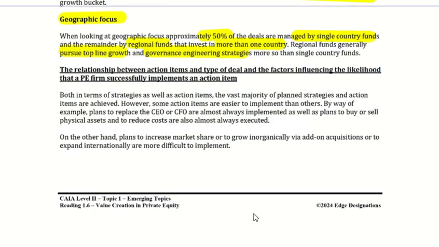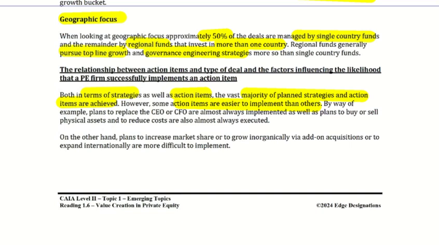The relationship between action items and deal type, both in terms of strategies, remember we always speak about the 5 major strategies, as well as action items, specific items that can be employed. The vast majority of strategies and action items are in fact achieved. In other words, when the private equity fund sets out their objectives in their value creation plan at inception, they generally do achieve what they set out to achieve. What's important to remember though is that there are certain items that are easier to implement than others.